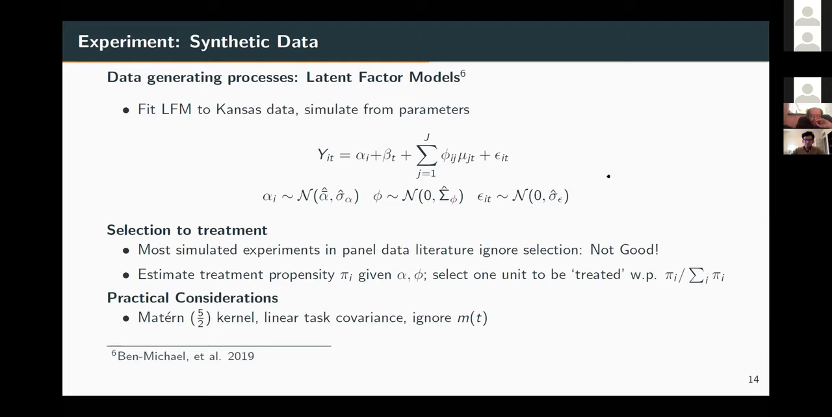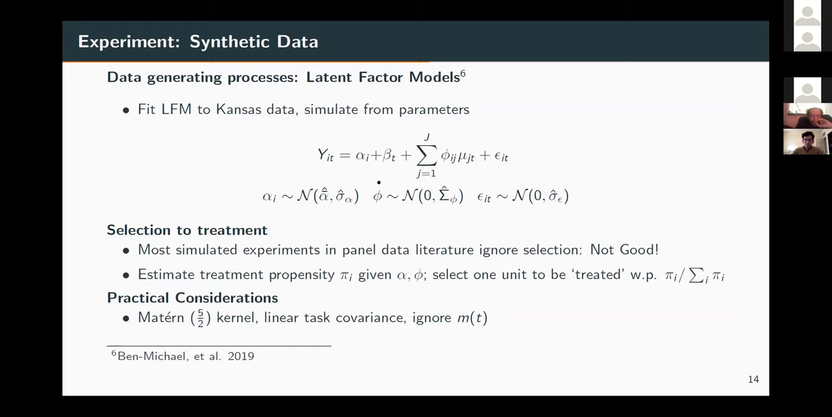So the state of the art prior to MTGPs, I guess the jury is still out on whether or not MTGPs can justifiably be said to be the best, but the state of the art is viewing panel data as a latent factor model. And so we fit a latent factor model that looks like this. I'm not going to go super into the details. Basically, there's a unit fixed effect, a time fixed effect that's shared across the units, and then these latent factors that capture the relationship between unit and time, and then an error term.